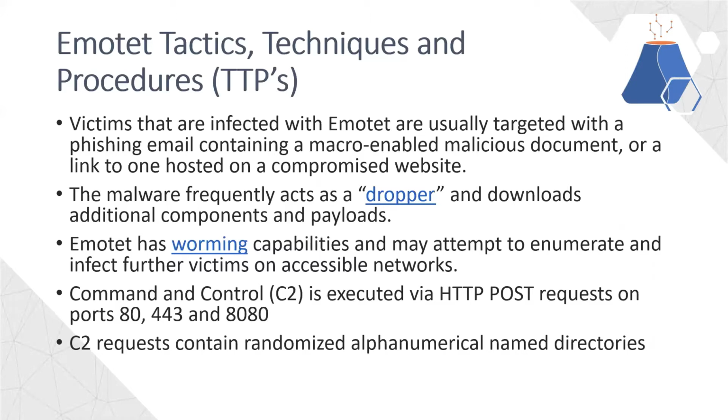Command and control is executed using HTTP POST requests, targeting ports 80, 443, and also 8080. That last one, of course, is often a proxy port. And we know that command and control requests contain URIs with randomized alphanumerical named directories. So this is going to help us to start keeping our eyes open when we go through the data in a minute.